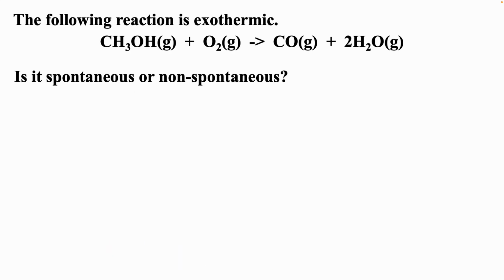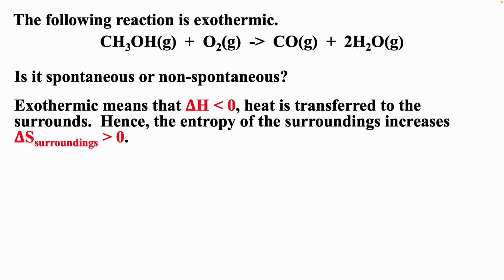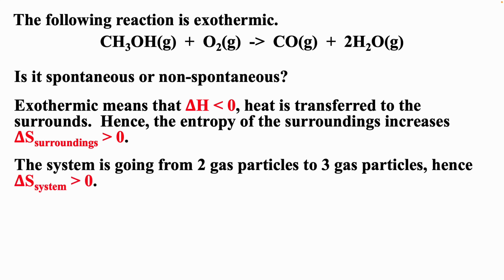So the following reaction is exothermic. Is it spontaneous or non-spontaneous? And so exothermic means heat's going from the system to the surroundings. So delta S of the surroundings increases. Now for delta S of the system, we have 2 gas particles as reactants, 3 gas particles as products. So delta S system is also positive, and so that means this reaction should be spontaneous. Remember, for all exothermic processes, delta S of the surroundings is positive.